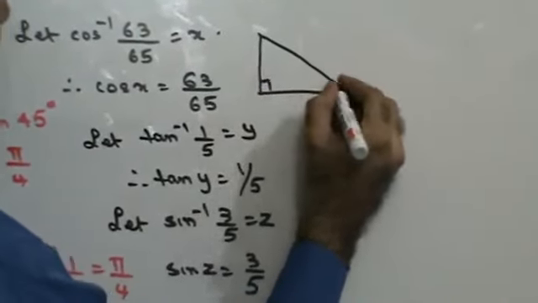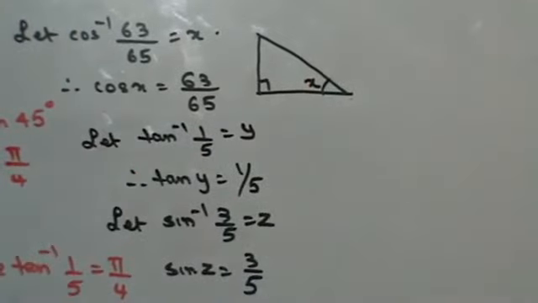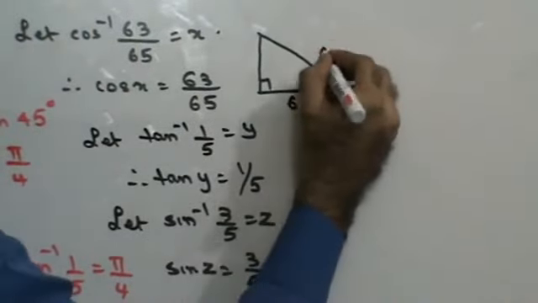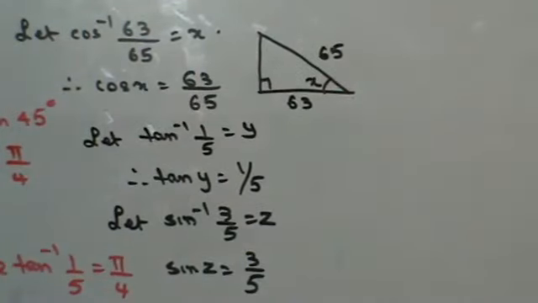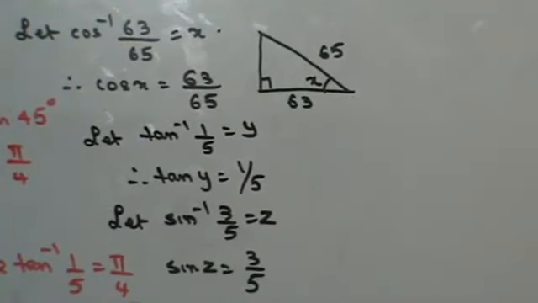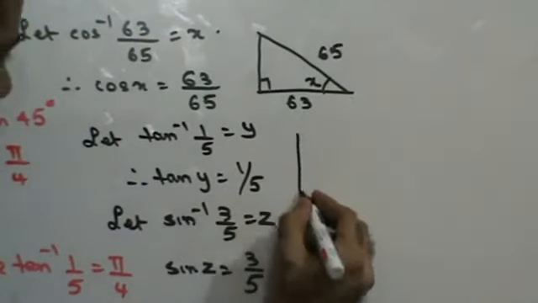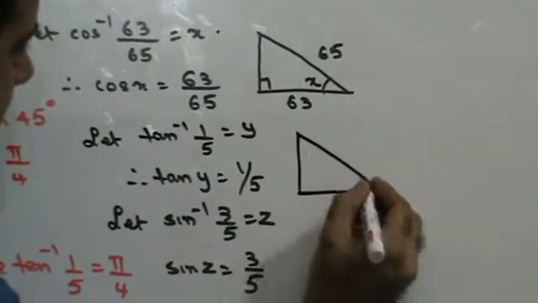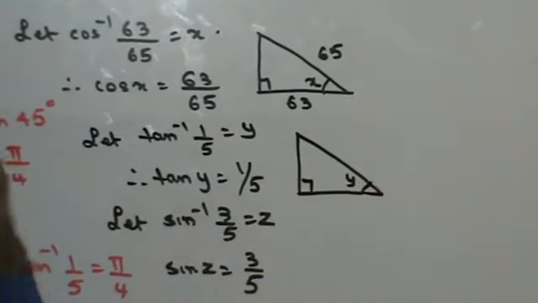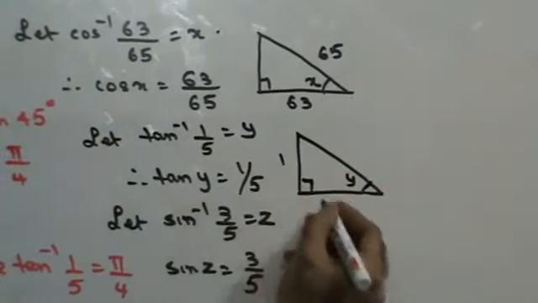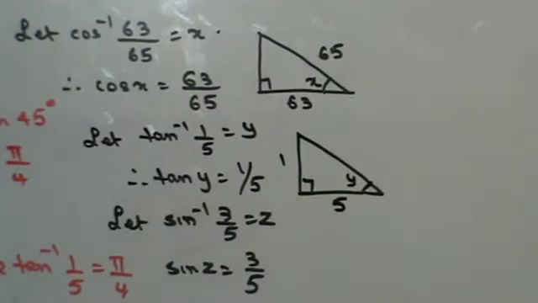Let's assume this angle is 90, this is x. Cos is adjacent upon hypo, right? So in which case I should get this as... just calculate this and give you. In the meantime, just let me draw the other triangle. This is going to be y, this is 90, so tan is opposite upon adjacent.